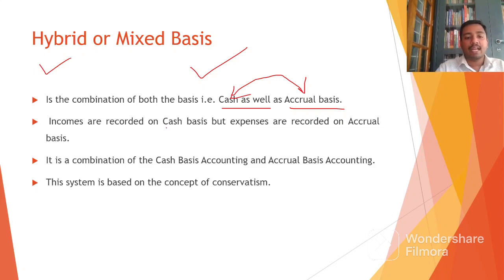So the incomes are recorded on cash basis, but the expenses are recorded in accrual basis. So that is the hybrid method. All the incomes are only recorded if the actual amount is received. So cash basis is followed, but in case of expenses, whether it may be received or may not be received, if a legal obligation is created, in all those cases the expenses are recorded.